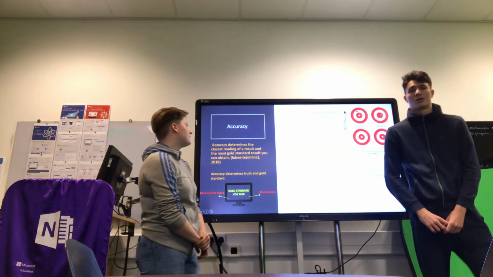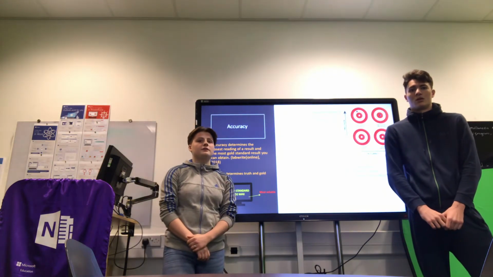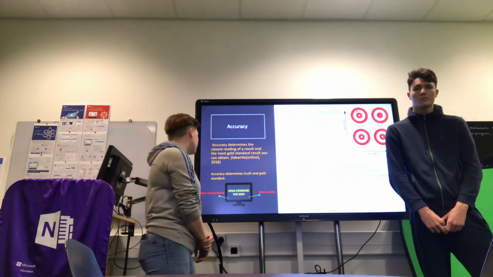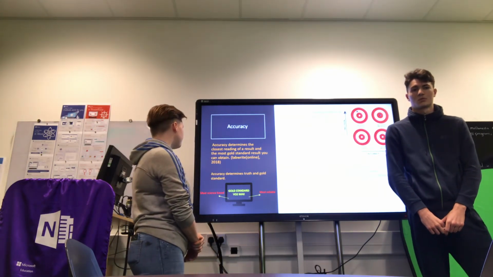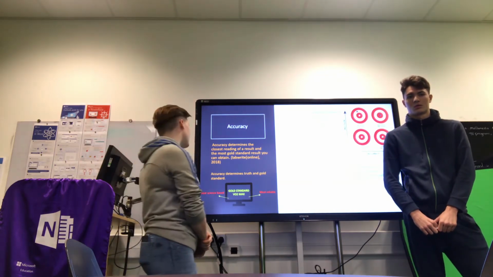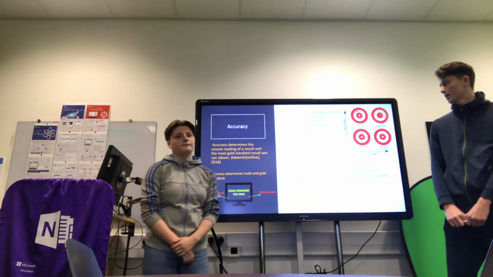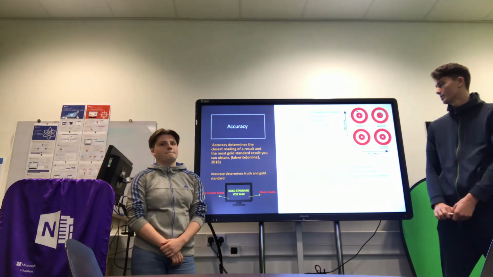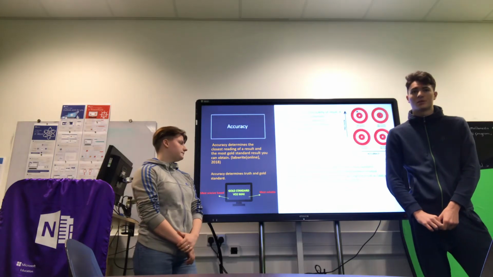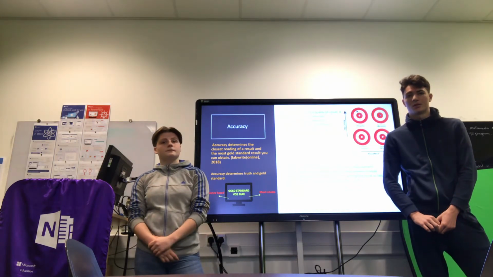So accuracy determines the closest readings of a result and the most gold standard. So the gold standard for cardiovascular endurance would be the VO2 max, as it's the most reliable and most science-based. Accuracy relates to the quality of the result. It is distinguished from precision, which relates to the quality of operation by which the result was obtained.